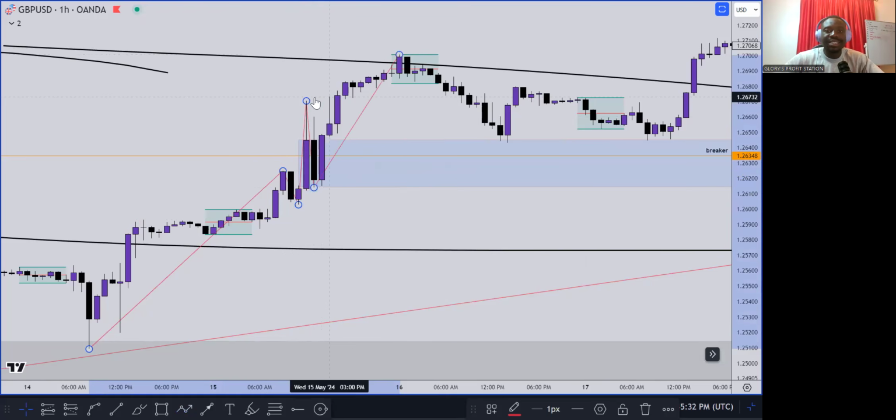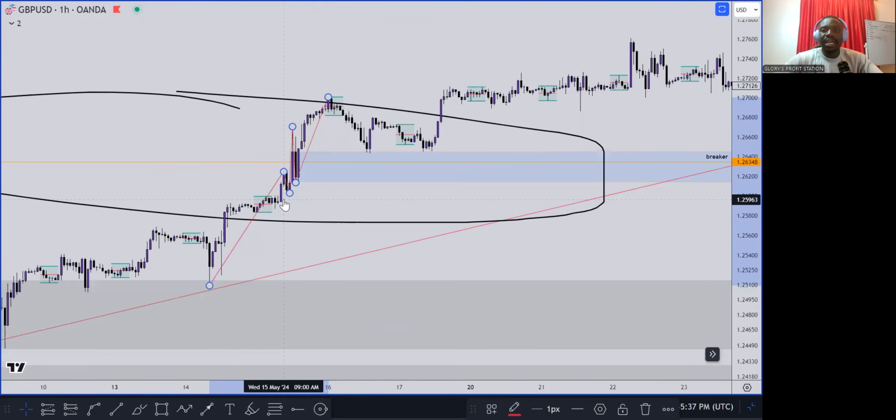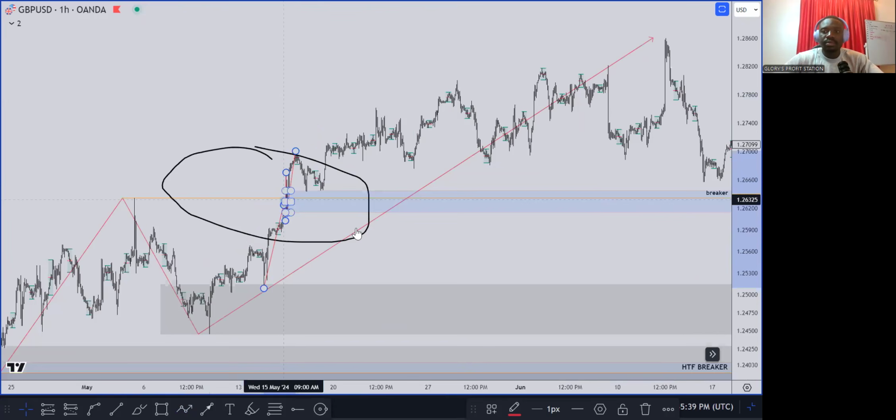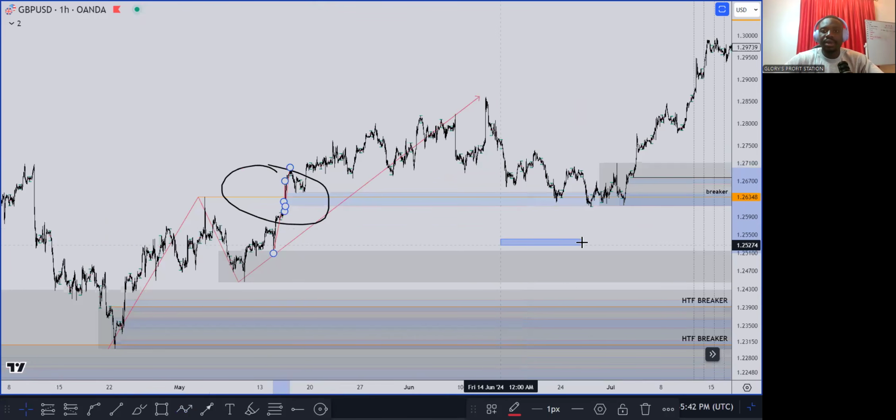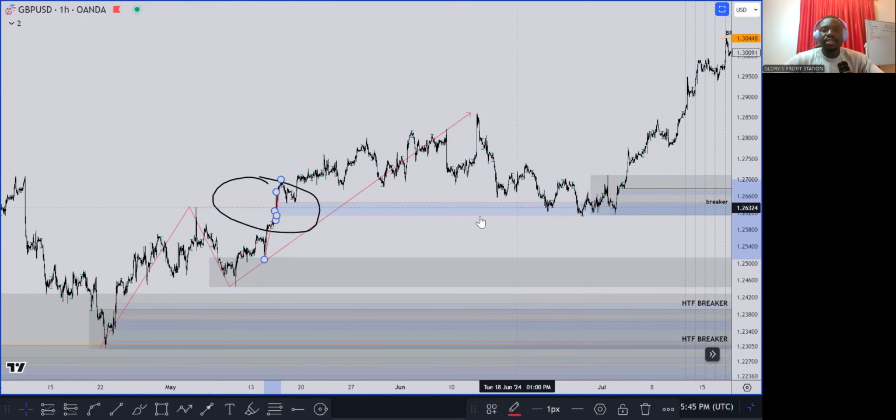This is an internal break of structure to the upside that left us an internal order block. And where did the market react to? Exactly that area of internal structure. All right. So this is exactly how I use the breaker level. That's just one example.